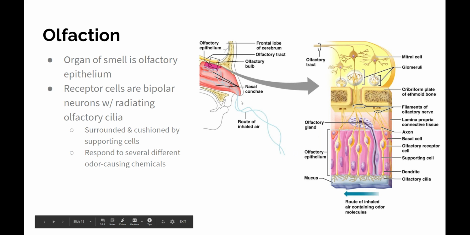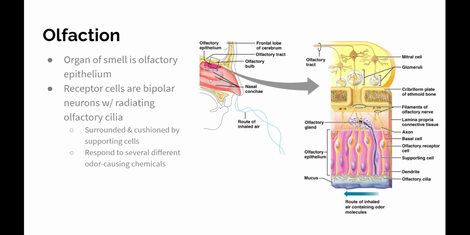All right, so you have the nasal passage here. Down here is where you have those receptor cells and the olfactory cilia. The air goes by that, and different kinds of chemicals interact with the olfactory cilia, and that stimulates them and goes up through the olfactory tract into the brain, and that's where your brain processes smell.